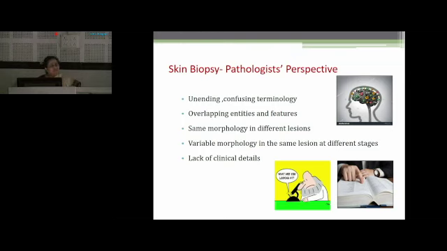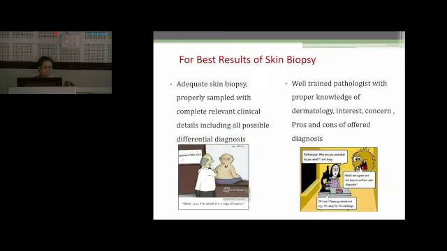Similarly, in the same lesion at different stages, different morphology is seen, which makes it more confusing. Lack of clinical details further adds to confusion. And it is because of this that pathologists are not eager to report skin biopsy. Now, how can we solve this problem?